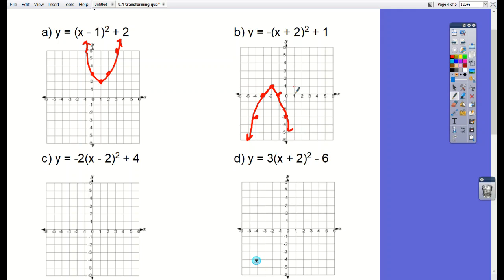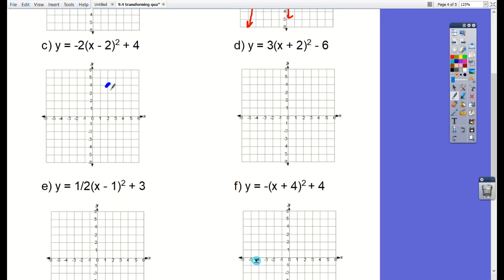Johnny, vertex for part C. 2, 4. Okay. Dawson, count our points for us, please. Down 2 over 1. Okay, and then the next one? Down 8 over 2. All right. There's the right half of the graph. We reflect them over then here and here. There's the other side. Let's keep this going.